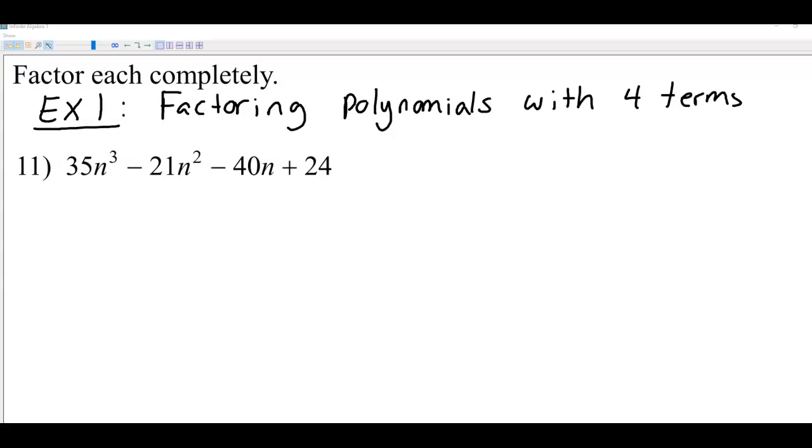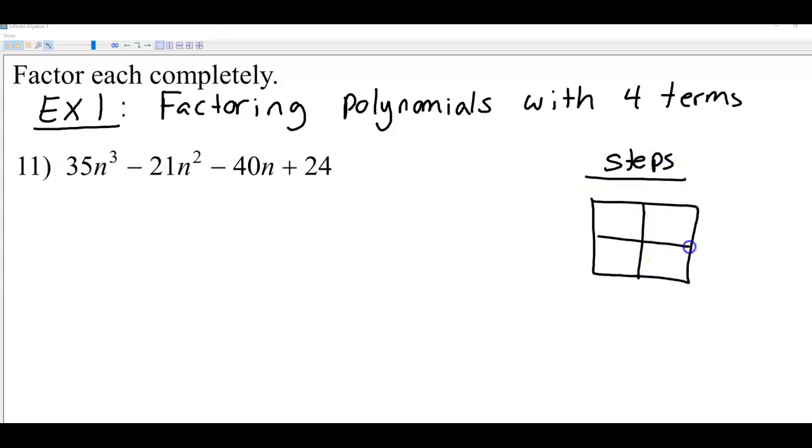So when you want to factor a polynomial with four terms, we're still going to use the box method. How we're going to do it is we're going to put the first term in the top left again. We're going to put the last term in the bottom right again. But now we have two numbers that are in the middle. And so what we're going to do is we're just going to put one of the middle numbers here and one of the middle numbers here.